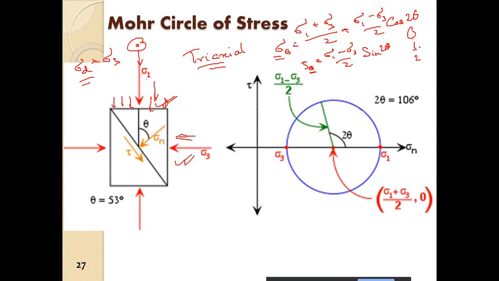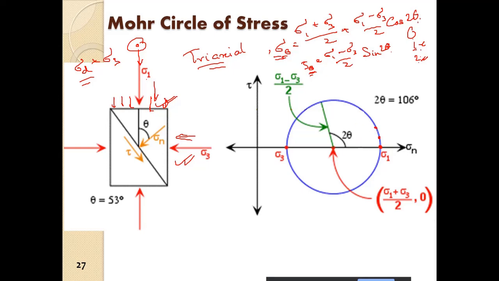Then I increase theta to 1 degree, so I will get a value of tau theta and sigma theta. I will plot it here. Then I increase to 2 degrees, and I will get another value of tau theta and sigma theta, and I will plot it.